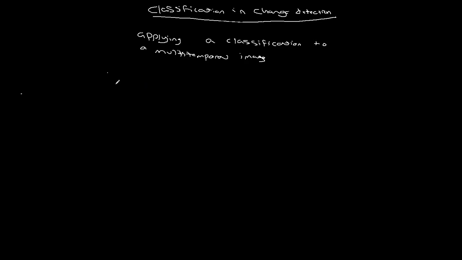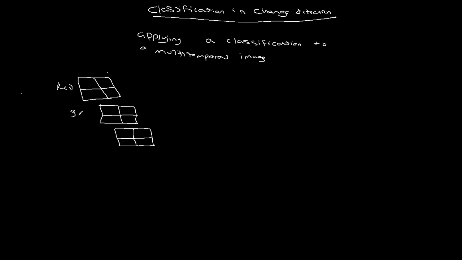So let's sketch out what that looks like, because I think it's easier to look at schematically. Let's use our simple 4 pixel image here. We've got 4 pixels, and we're going to have red, green, and blue as the wavelength regions that we're capturing. So this would be red, this would be green, this would be blue. We've seen this before. This hopefully should not be new to anyone. The difference here is that this is now time 1, because we're dealing with a multitemporal image.